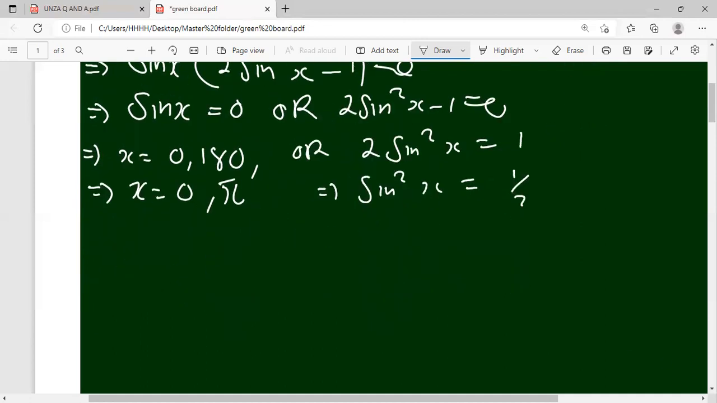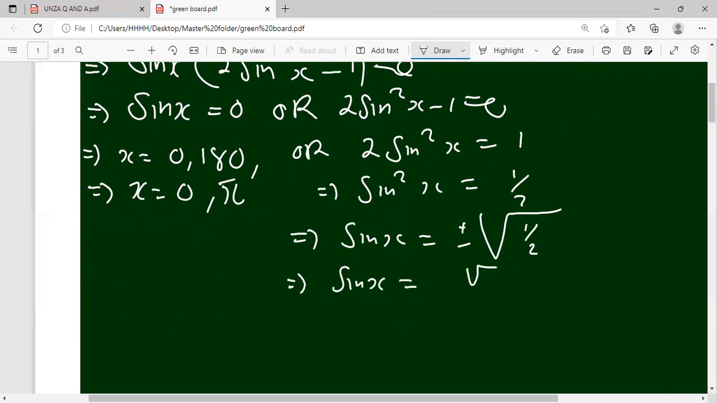You can introduce a root on both sides. So we have sine of x is equal to the root of plus or minus 1 over 2. This is the same as plus or minus 1 divided by the root of 2. So what is this number in terms of degrees? If you remember your special angles, that angle should be, I'm sure you know it.